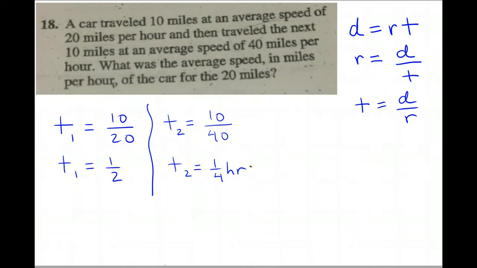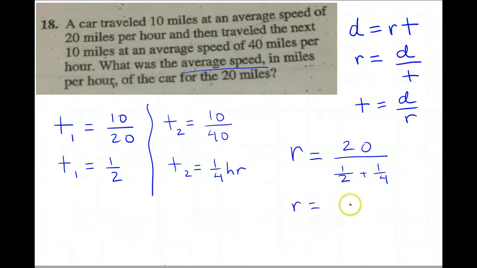Alright, now, if I want to find the average speed over 20 miles, the keyword there is I want to find speed, right? I want to solve for the rate. I'm going to use distance divided by time. Now let's see. The distance that we traveled for the entire trip was 20 miles, and the time we traveled, well, that was half an hour plus that 1/4 of an hour.